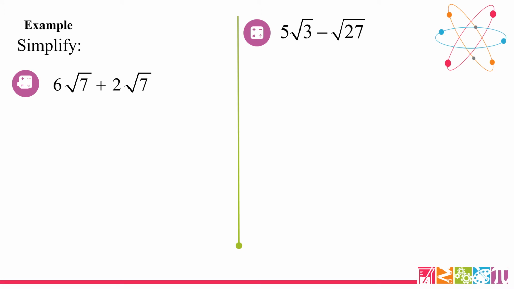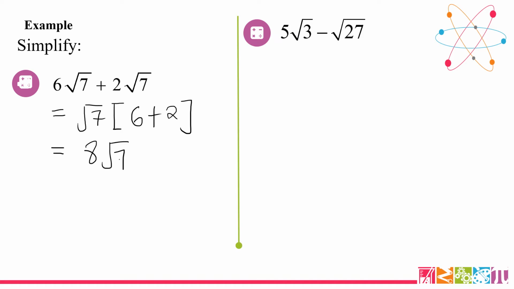Example: simplify 6 root 7 plus 2 root 7. First, factorize root 7. Next, solve 6 plus 2. So, we get 8 root 7.